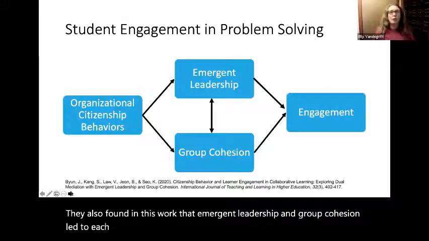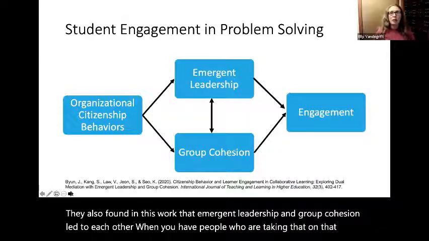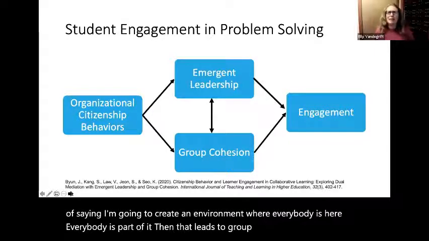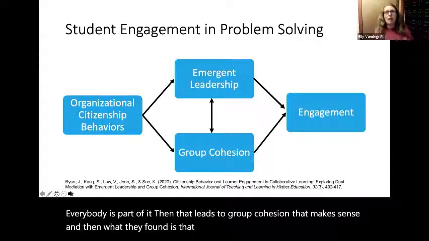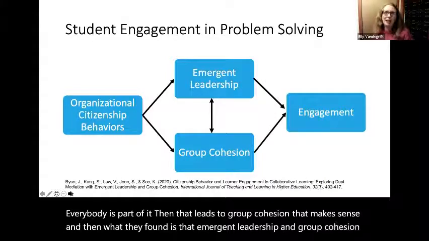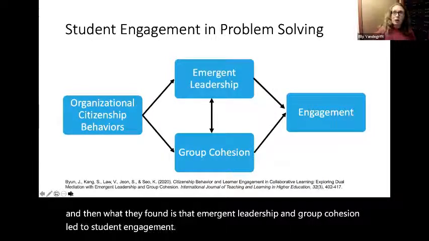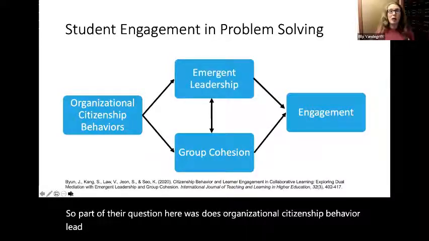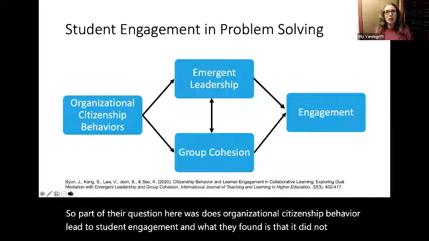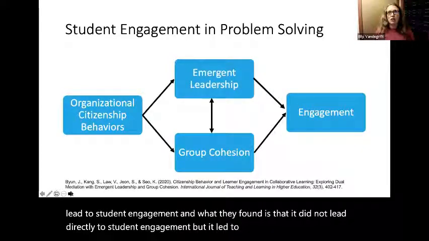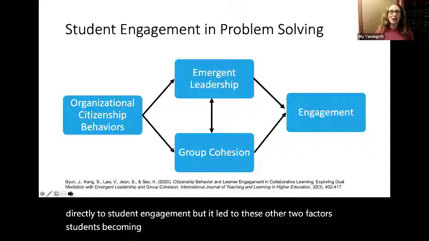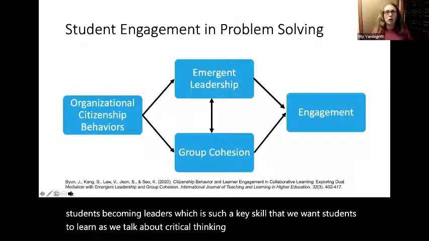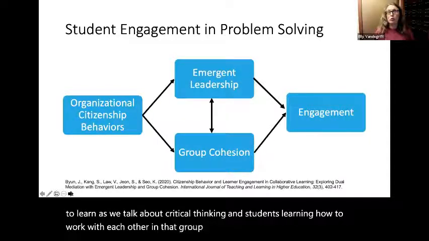When you have people taking on that role of saying, I'm going to create an environment where everybody's here, everybody's part of it, then it leads to group cohesion. That makes sense. And then they found that emergent leadership and group cohesion led to student engagement. So part of their question was, does organizational citizenship behavior lead to student engagement? What they found is that it did not lead directly to student engagement, but it led to these other two factors: students becoming leaders, which is such a key skill that we want students to learn as we talk about critical thinking, and students learning how to work with each other in a group cohesive environment.